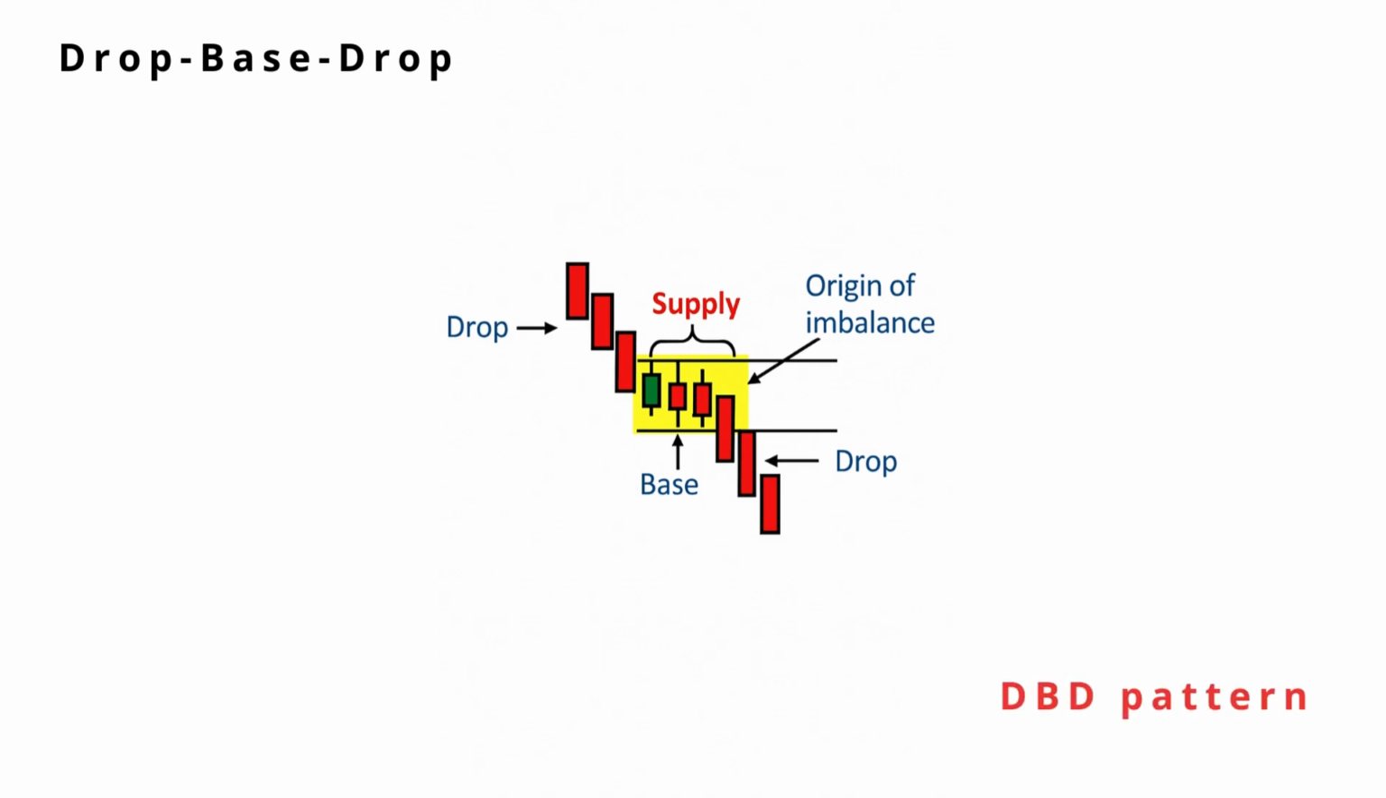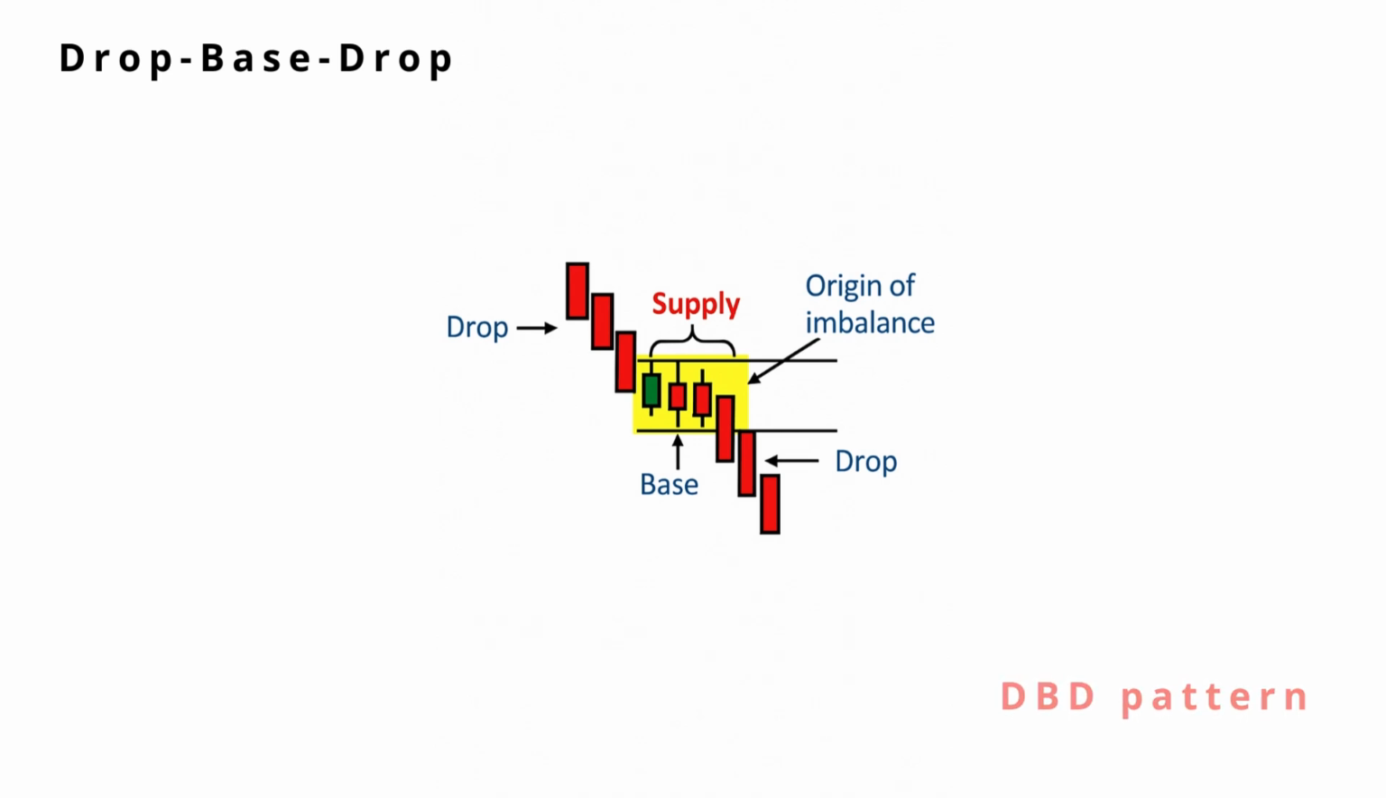Drop 1, the price is moving downward strongly, clearly indicating selling pressure. Base, then, we see consolidation. The price trades in a relatively tight range. This base is where smart money is distributing shares. It forms a powerful supply zone, indicating that sellers are ready to push prices lower again.